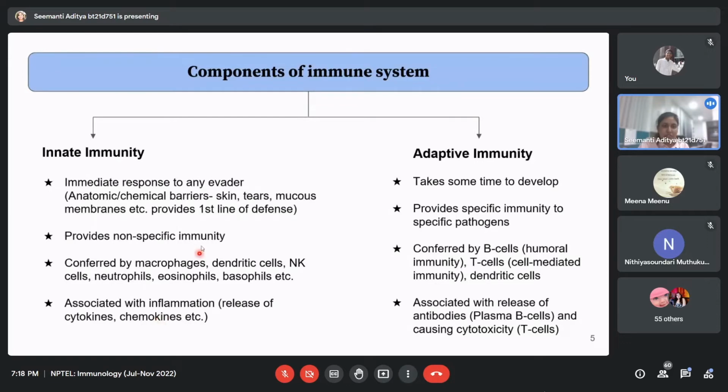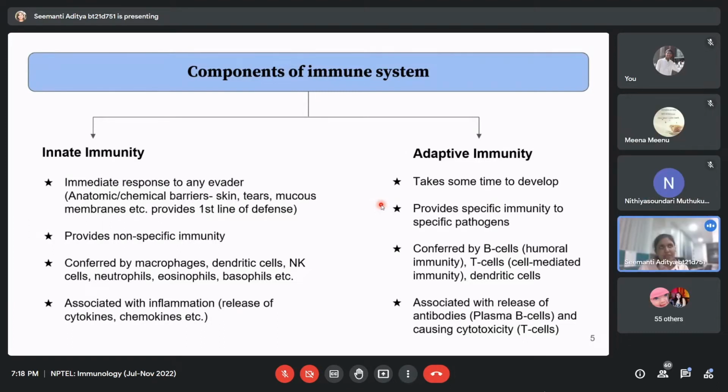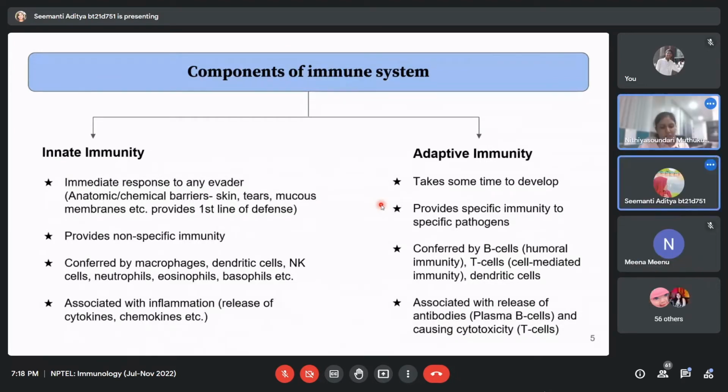And in contrast to innate immunity, which is non-specific and associated with phagocytosis and inflammation, adaptive immunity will take some time to develop. As soon as a pathogen enters the body, it is not developed immediately. If viruses like COVID or influenza attack you, it's not going to start immediately. It will take some time to develop, in contrast to innate immunity, which starts very immediately. But it will provide specific immunity to those specific pathogens.